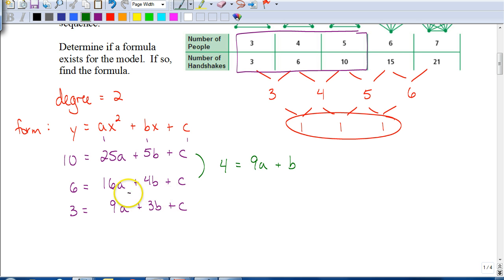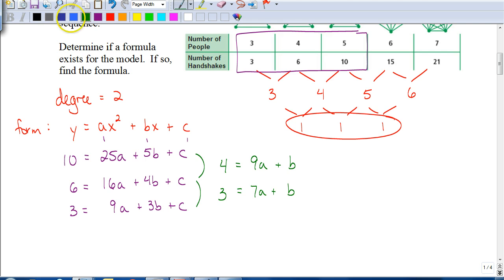Well, this equation down here is feeling left out, so we want to include him. We're going to tie him in with the one above it. So 6 minus 3, we're going to subtract those 2 equations. 6 minus 3 gives me 3. 16a minus 9a is 7a. And 4b minus 3b would end up being 1b, or just b. And the c's, c minus c is 0, so the c's are gone.